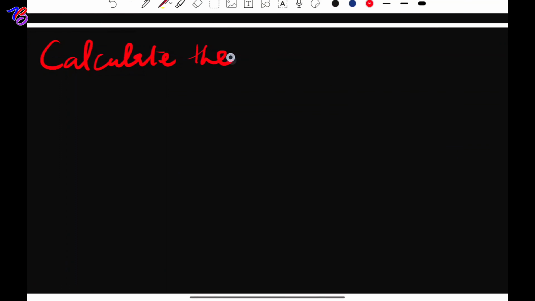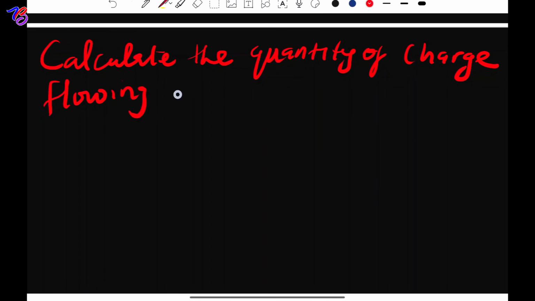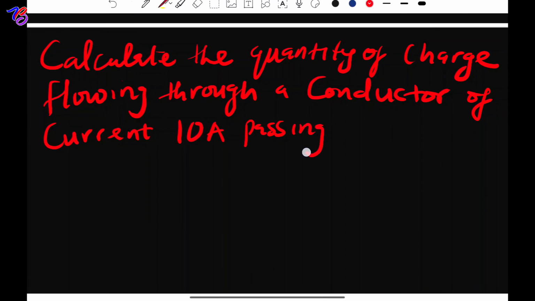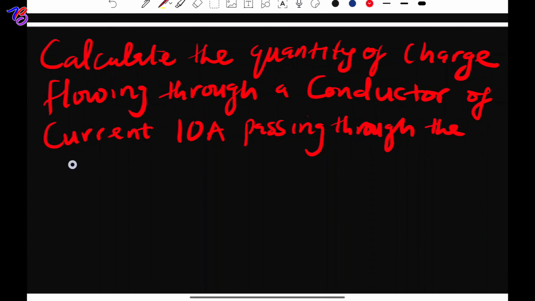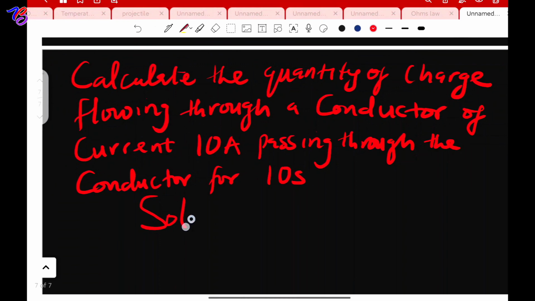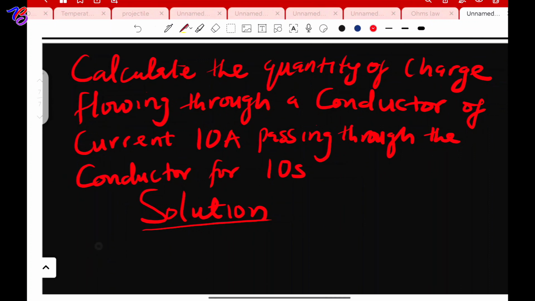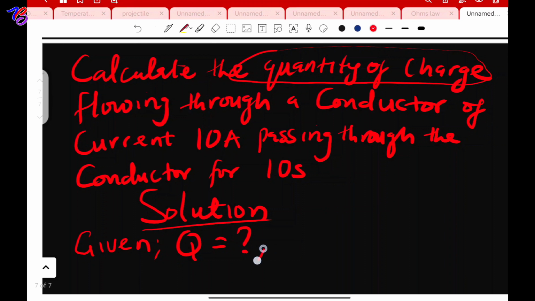Let's quickly solve an example. Calculate the quantity of charge flowing through a conductor of current 10 ampere passing through the same conductor for 10 seconds. So solution, let's extract the triune components from this question. Three in one. Number 1, given. We're asked to find the quantity of charge, so Q is equal to unknown. Our current is given to be 10 ampere. Then our time, the triune component complete, is 10 seconds.